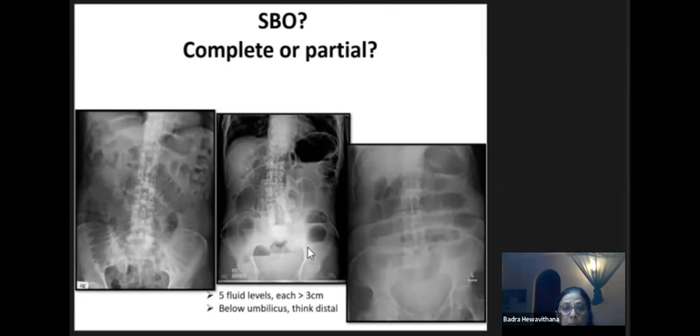And this one is the erect X-ray. You will see multiple air fluid levels centrally located, and you see only very little large bowel gas. Of course, you see gas in the stomach. Then again in the supine film, what do you think? Is this complete or partial obstruction?